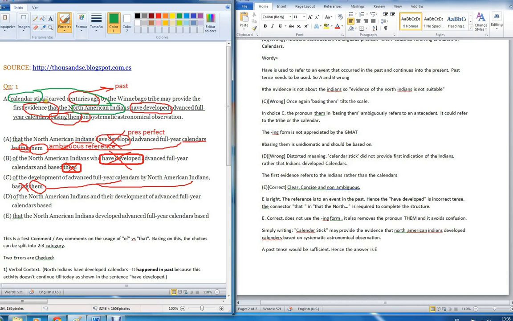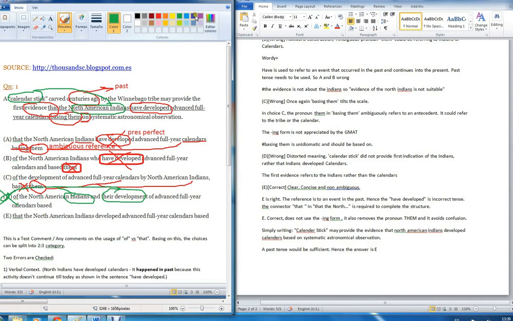Okay, the evidence that the Indians developed the calendar. Okay, calendar stick reveals the evidence that the Indians developed that calendar. But here, the calendar stick refers to the Indians and their development of calendars. So the meaning is changed. That is why number D is not correct.